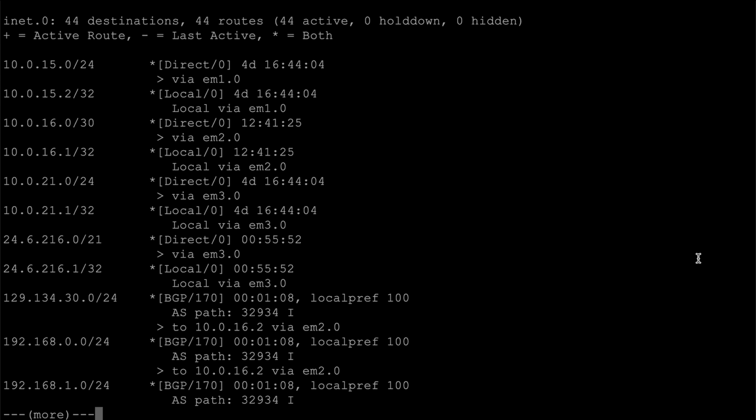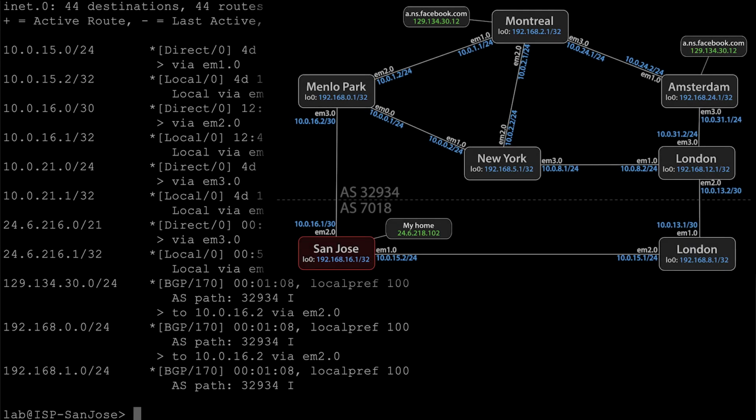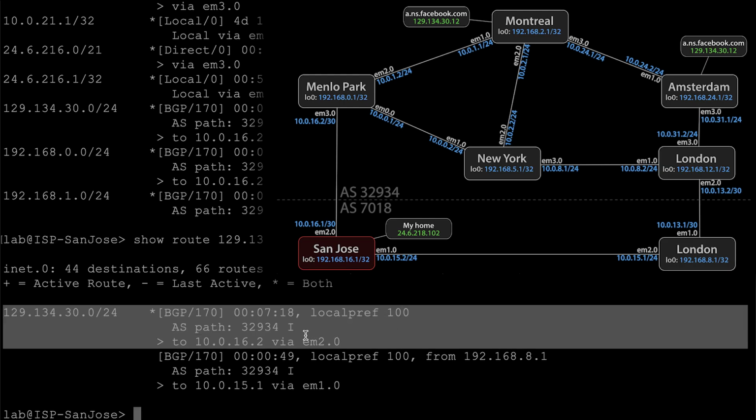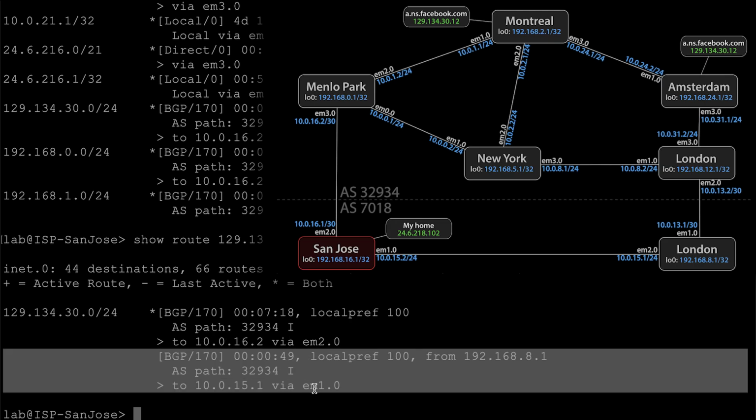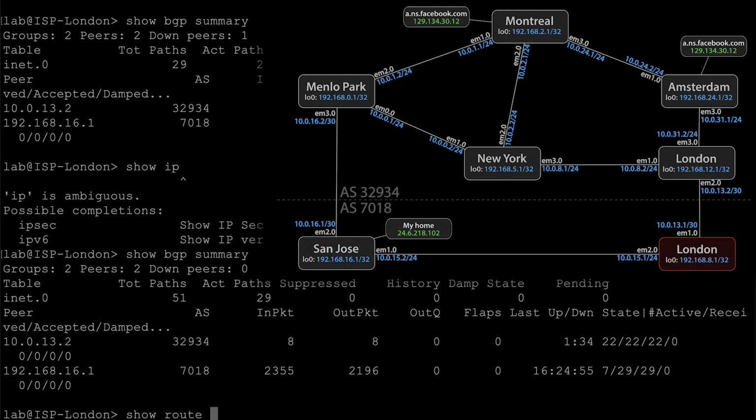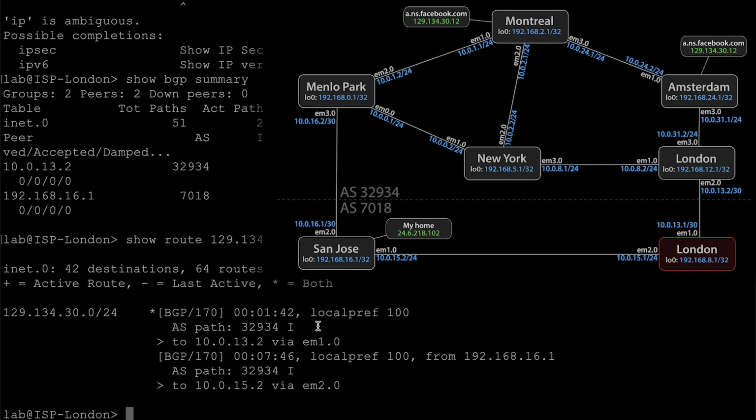And so now with both of those peerings set up, if we go back to San Jose and look at routes to 129.134.30.12, Facebook's name server, you can see we've got two paths here. One going out interface EM2 towards Menlo Park, and the other going out interface EM1 towards London. And of course, it prefers the one going towards Menlo Park. If we were to jump over to London and look at the same route, we see the same two paths. And of course, in this case, the London router prefers sending it to Facebook's London router.